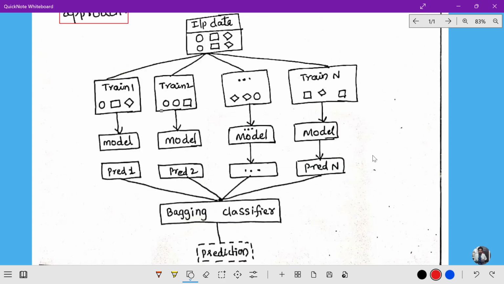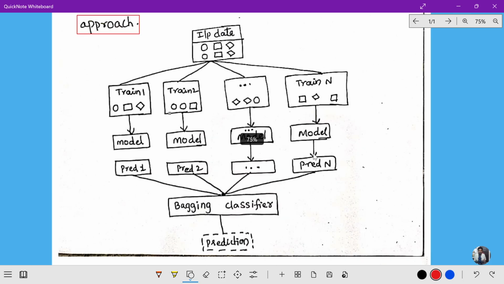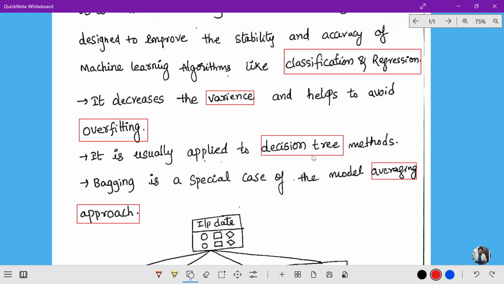Now observe the screen. This is the diagram related to the second approach, also called bootstrap aggregation.